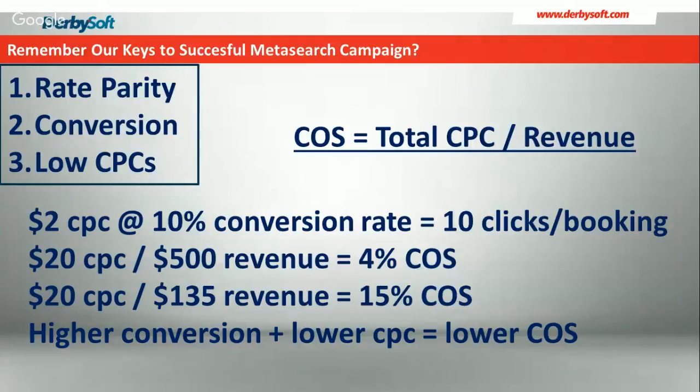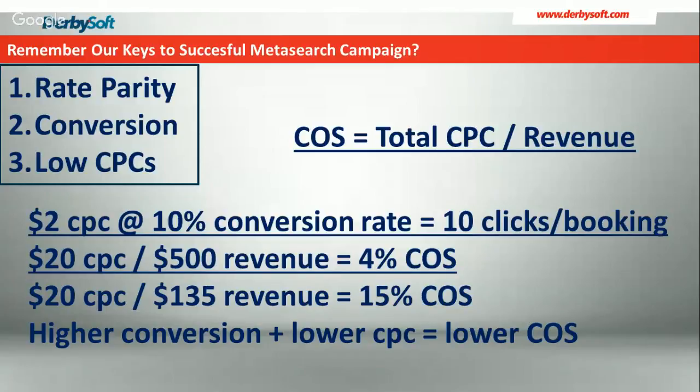So let's assume that we've got a $2 cost per click and a 10% conversion rate, meaning it takes 10 clicks to get a booking. That results in a $20 total cost factor involved, $20 CPC total. Now, against $500 in room revenue, that means you've got a 4% cost of sale. That same cost against a $135 room revenue means that you have a 15% cost of sale.